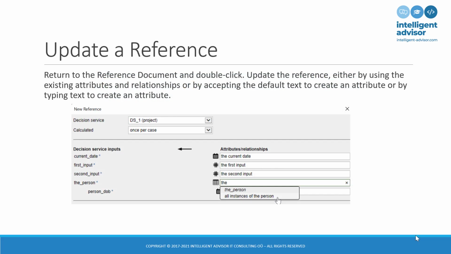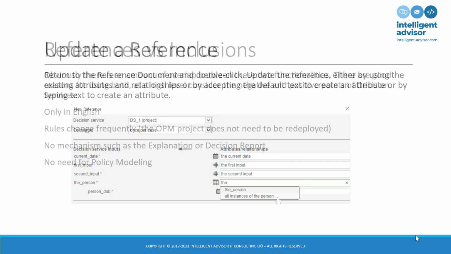Returning to the reference in the Rules tab and double-clicking it causes the dialog to reappear. We can then update references by typing in attribute names, accepting defaults, or creating attributes. You may be forced to update the reference because you have changed attribute names in Oracle Policy Modeling, or because the decision service has changed since you last referenced it.